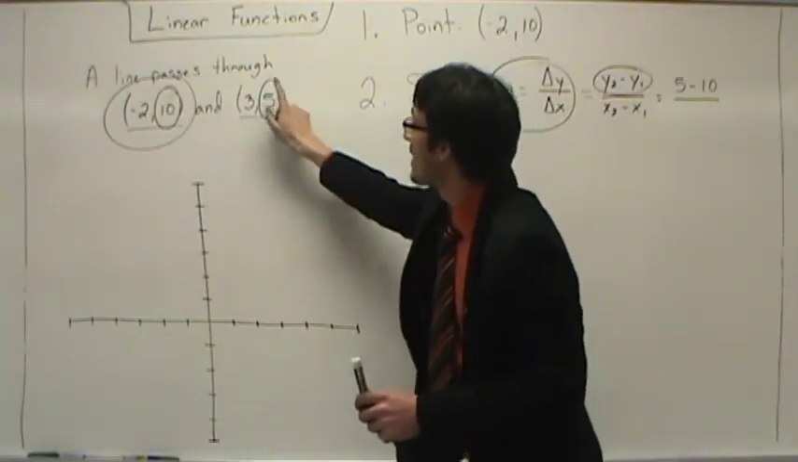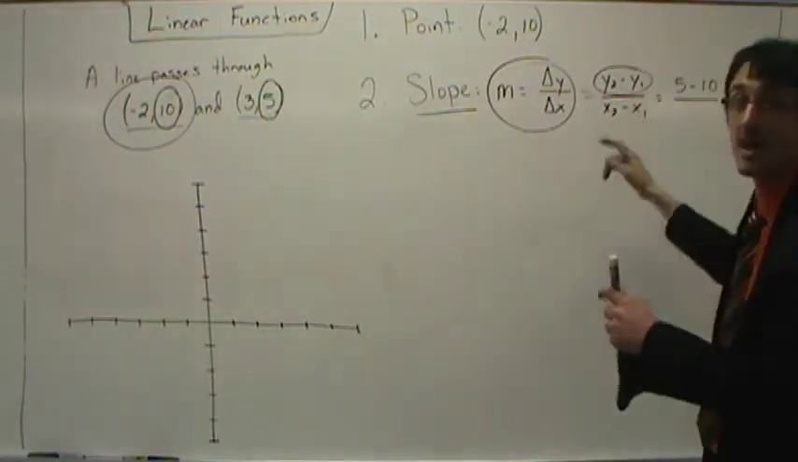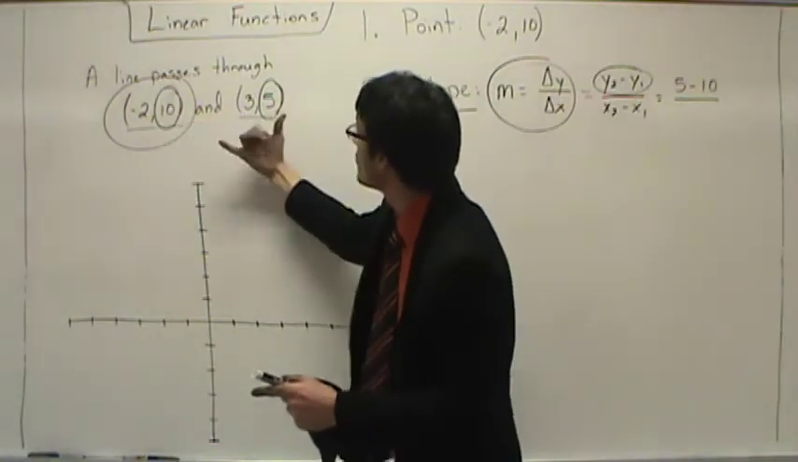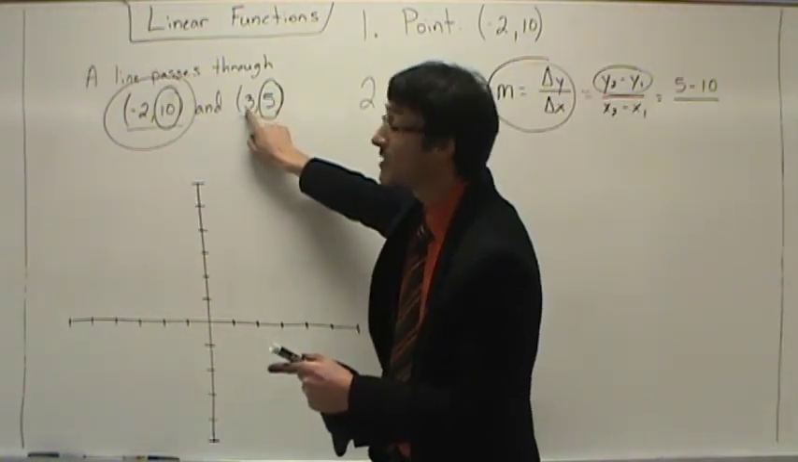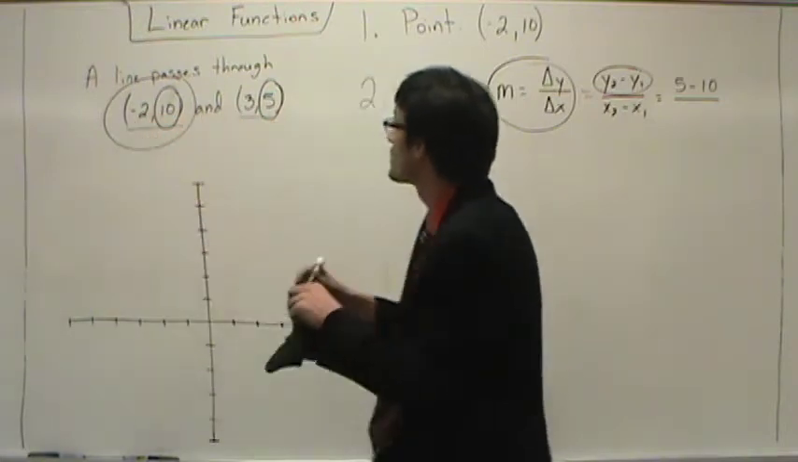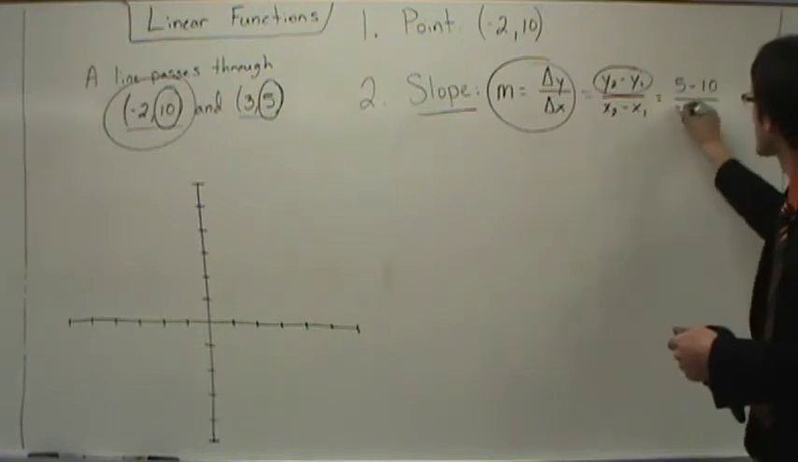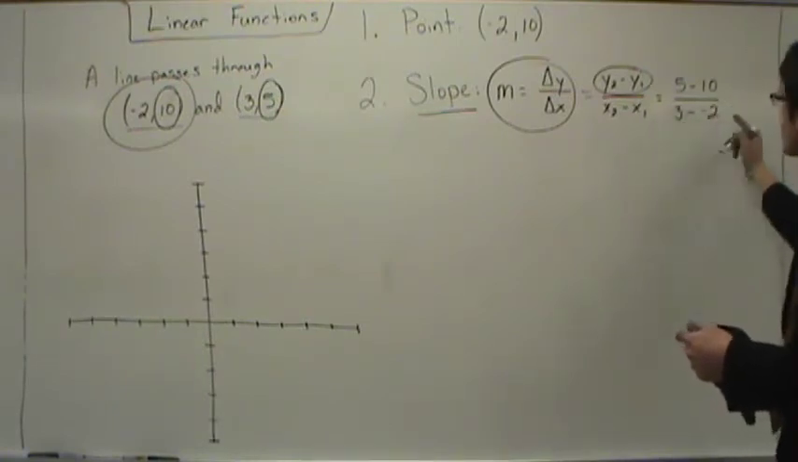Okay, so we started with 5, then we subtracted 10. The only thing you need to remember is that when you subtract your x values, you need to start in the same point. We started with 5 and subtracted 10. You need to start in the same point for your x values. We're going to start with what? We're going to start with 3 and subtract -2. Be careful here. 3, subtract -2. Okay, so we're going to write 3 subtract -2 now.